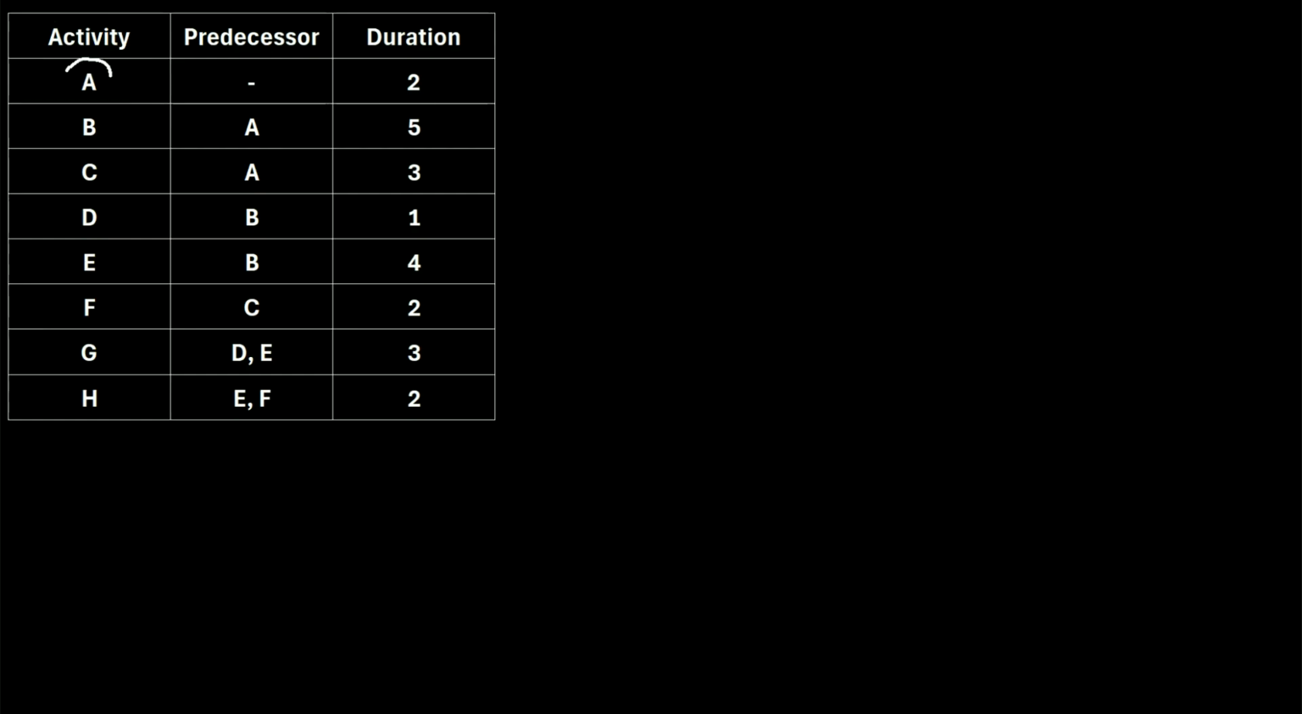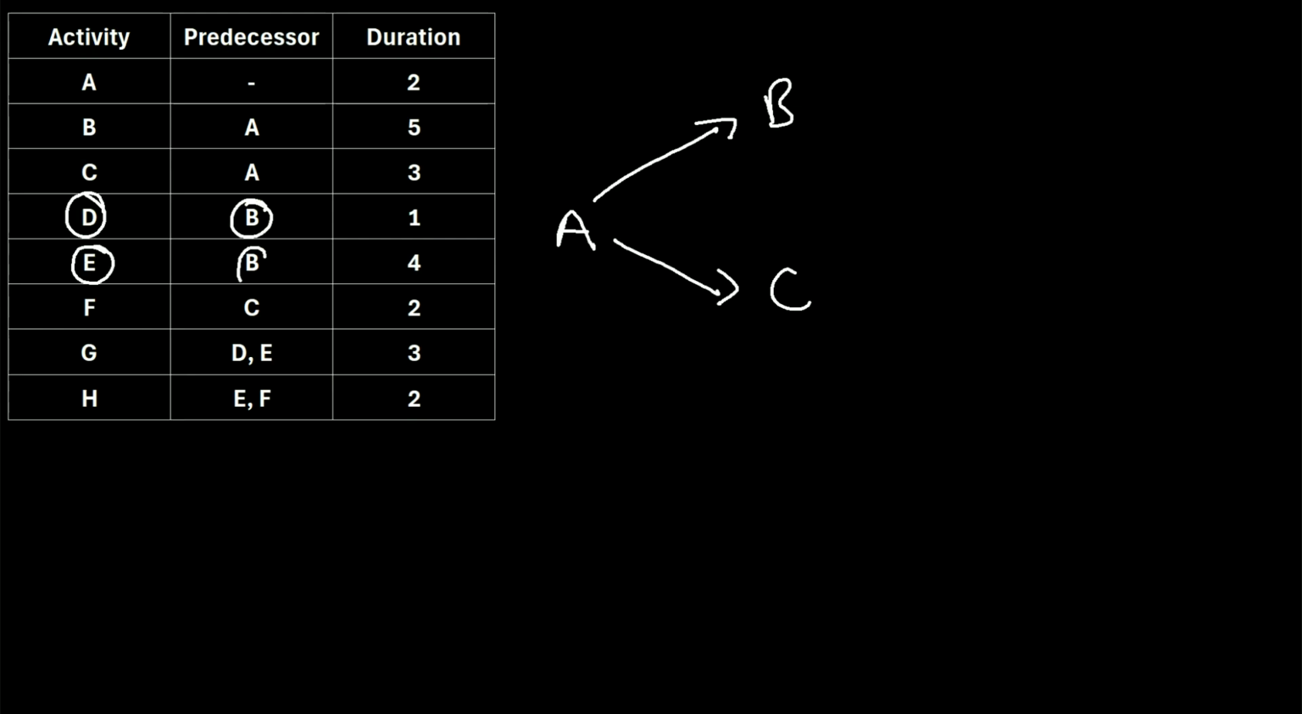So we can see that activity A has no predecessor. So that's going to be our initial activity. Let's write an A right here. Now we can see that activity B and C both have a predecessor of activity A. So that means activity A leads into both of those activities. So let's go ahead and draw an arrow from A to B and an arrow from A to C. Then we can see that activity D and E both have a predecessor of activity B. So let's go ahead and draw an arrow from B into activity D and activity E.